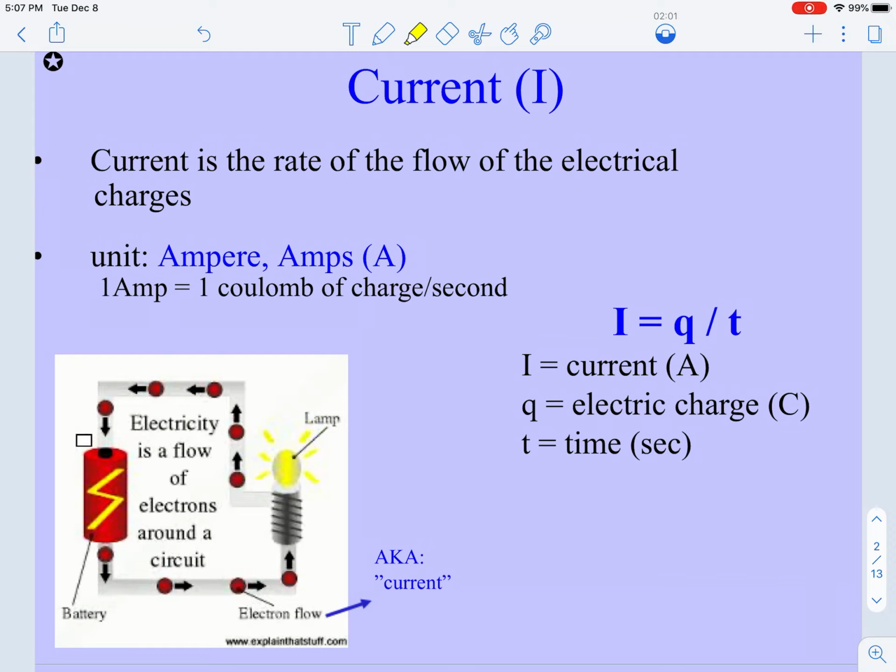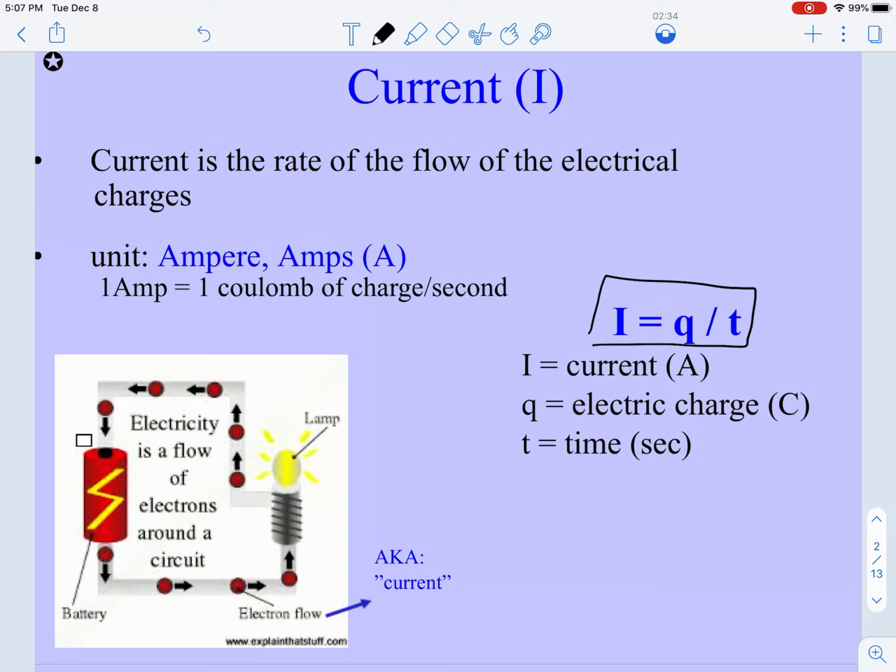You can see from this illustration that I have an electric circuit here, and my charges are moving around the circuit. So it says here that electricity is a flow of electrons around a circuit. And then I made a little note, aka current would be another name for that flow of electrons. Our unit for current is amps, but what exactly is an amp? Well, an ampere or an amp is a ratio of coulombs per second.